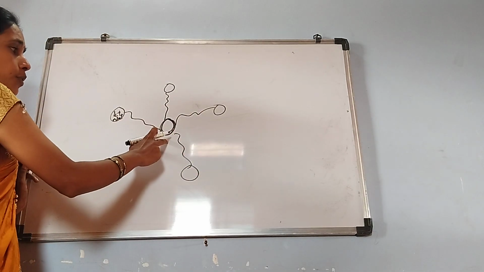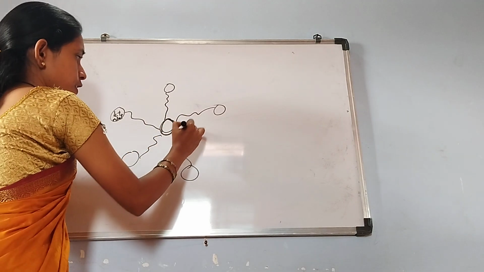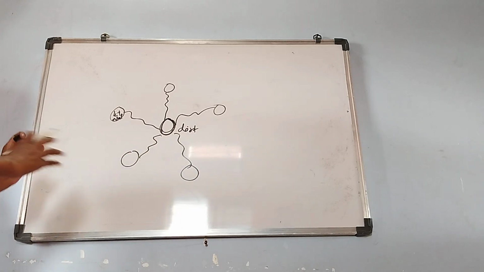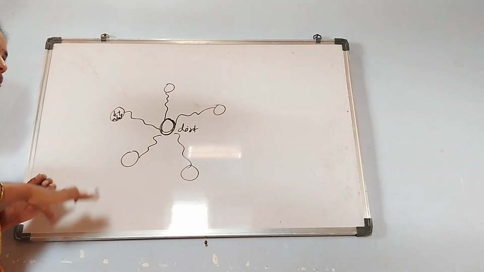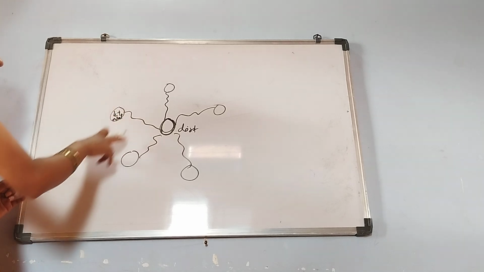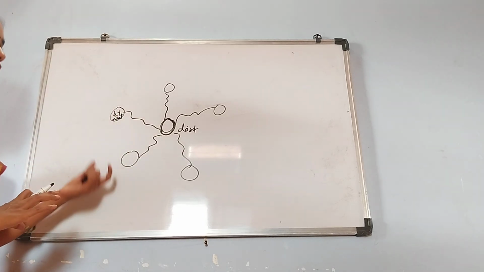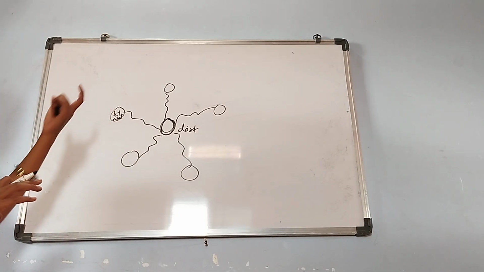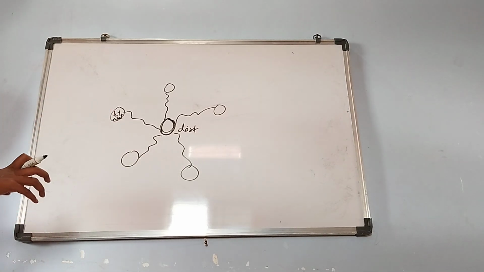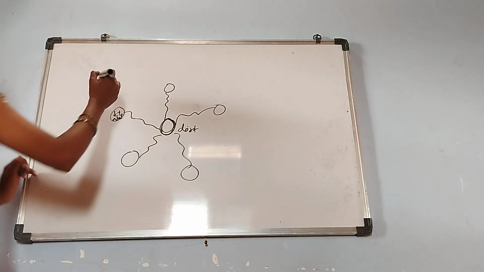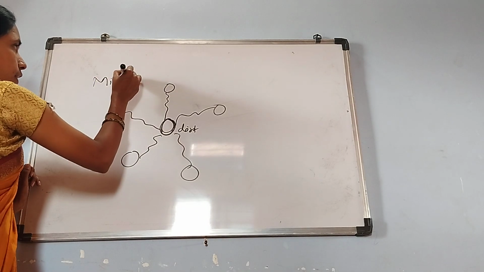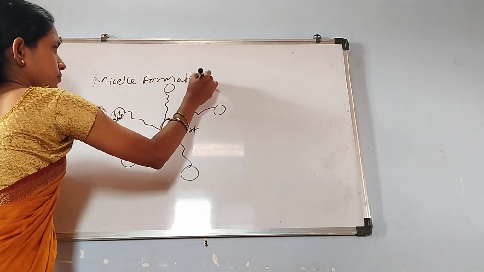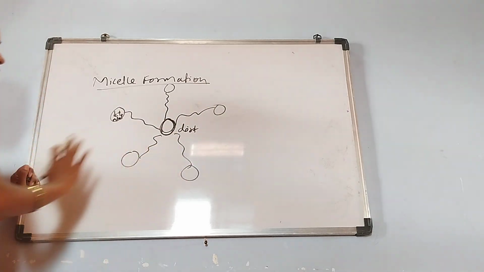The hydrophobic part encircles and surrounds the oil, dust particle or dirt, removes it from any cloth, and it dissolves in the water. So water, dirt and this ionic part together we call an emulsion, and in this way they remove the dirt from any cloth or substance. So we call it a micelle structure. This is the structure of micelle formation.